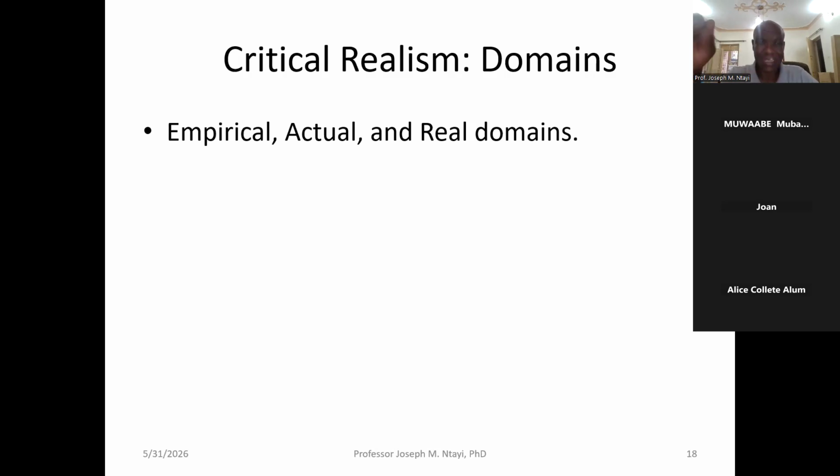So according to Bhaskar, these three will exist: the empirical, that is what people experience; the actual, and that is events that occur, whether they are being observed or not; and the third one is the real domain, and that is the underlying causal mechanisms that actually generate those observable events. And these are very important for us to try and unearth.